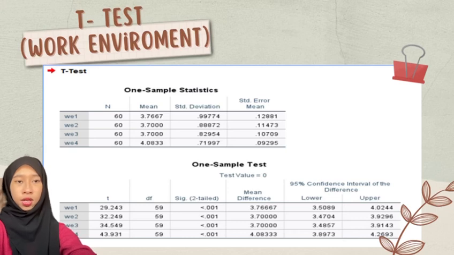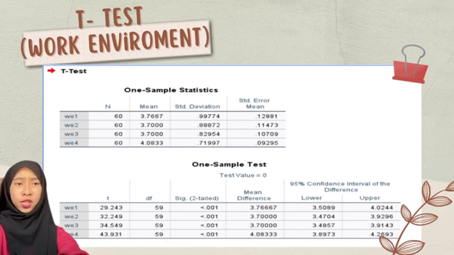For the mean of WE1, it is 3.7667 with a standard deviation of 0.99774. For the mean of WE2, it is 3.700 with a standard deviation of 0.8872. For the mean of WE3, it is 3.7000 with a standard deviation of 0.82954. And lastly, for the mean of WE4, it is 4.0833 with a standard deviation of 1.71997.